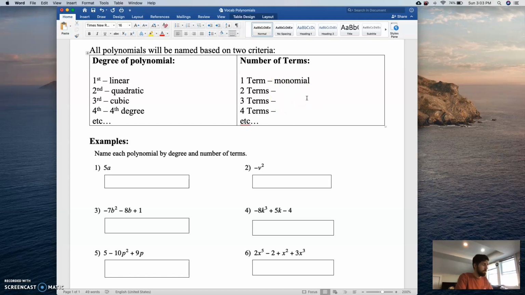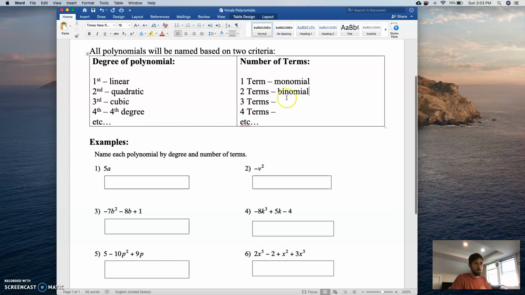A 2-term polynomial is called a binomial, because bi means 2, so there are 2 terms. A 3-term polynomial is called a trinomial. Tri means 3, so trinomial means 3 terms. And then 4 and later, we'll just call those polynomials, so multiple. Anything 4 or greater, we'll just use a catch-all term. We'll just say that is a polynomial. You could be more specific and say polynomial with 4 terms, but you won't have to do that.